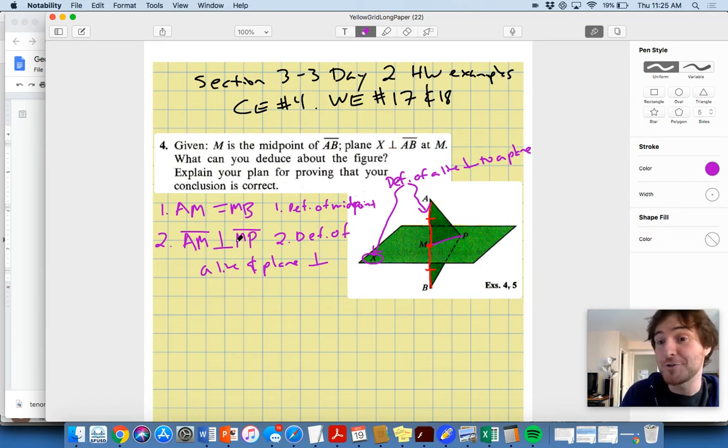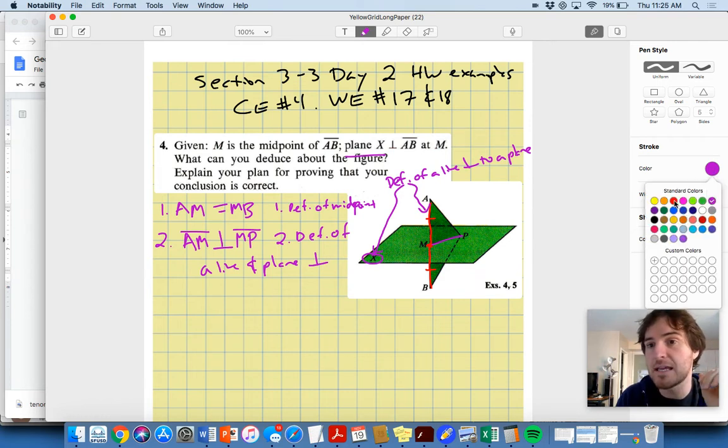There's actually no mention of the plane itself in what gets established here. If we have this plane X and it's perpendicular to that line, then a line on that plane has to be perpendicular to that line as long as it intersects it. Okay, so we have that. That's perpendicular.